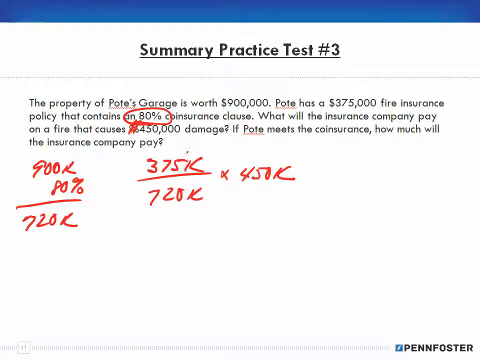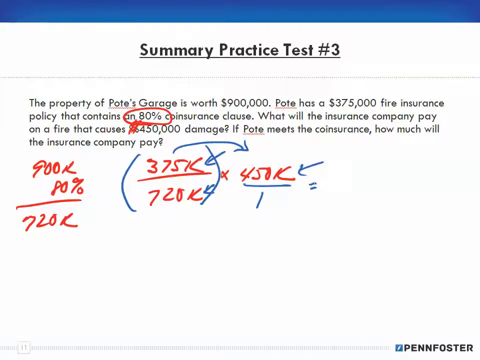So now you can do this one of two ways. You can try to reduce your fraction here and then multiply your numerators, because remember this 450,000 is actually over 1, or you can just multiply straight across the 375 times 450, and since we're dealing in thousands, notice it's represented by the K's. Actually all you need to do is just multiply 375 times 450, and divide by 720. So let's see what that comes out to.